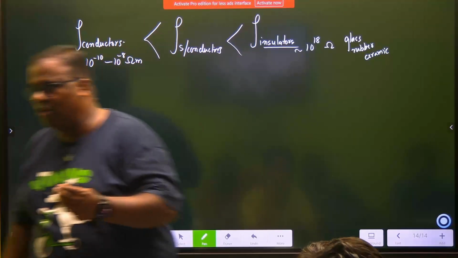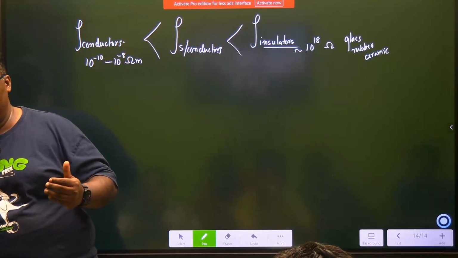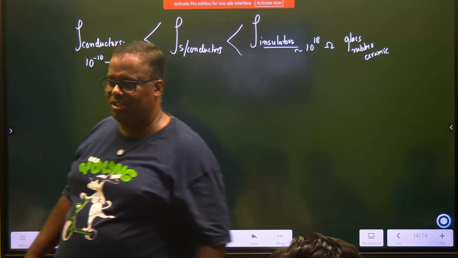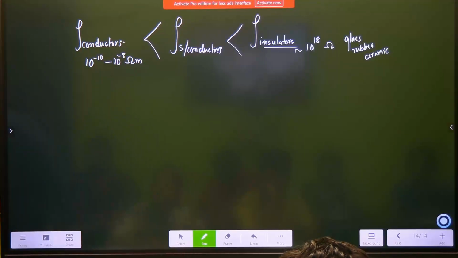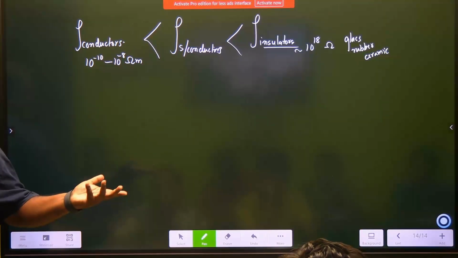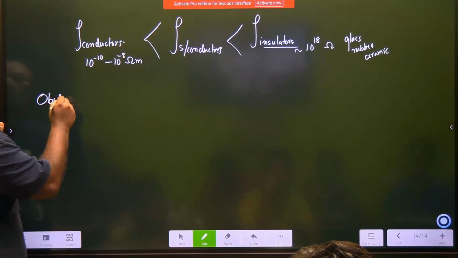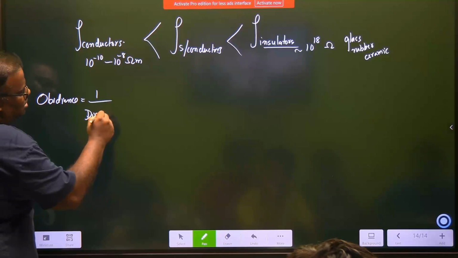Stubbornness. We are talking about disobedience. So let's give some mathematical values. How do you relate disobedience and obedience mathematically? How will you correlate them? Obedience is 1 by disobedience. Obedience should be 1 by disobedience.